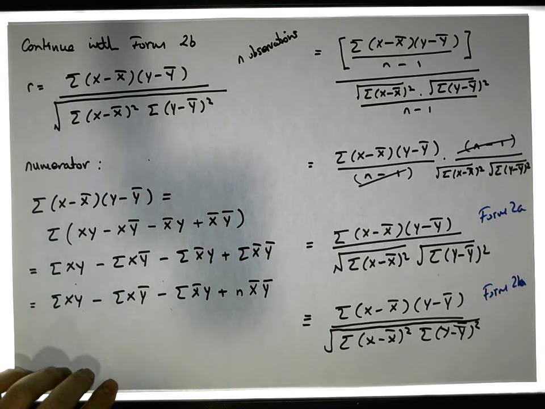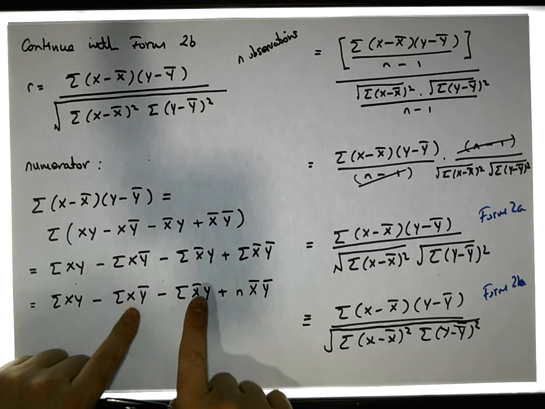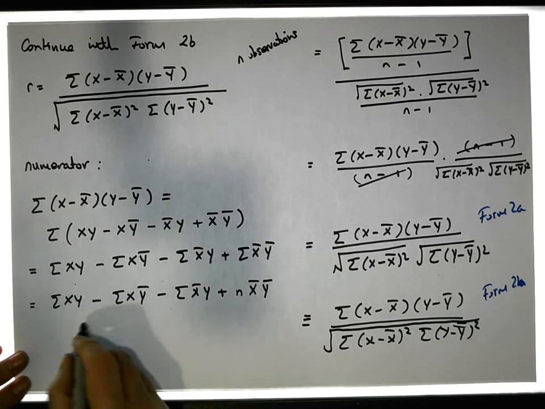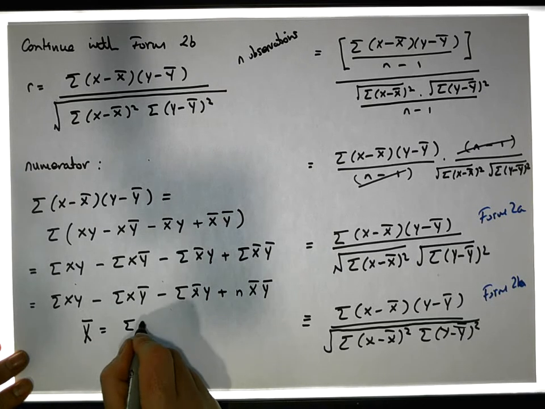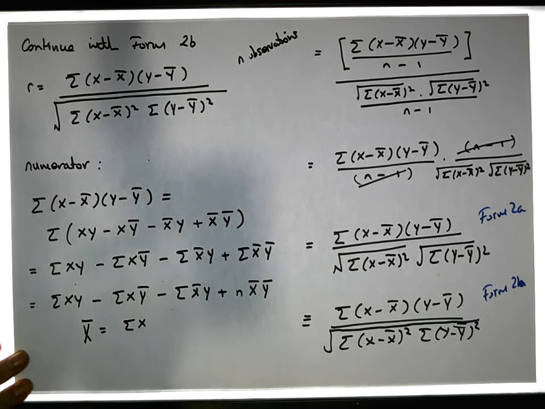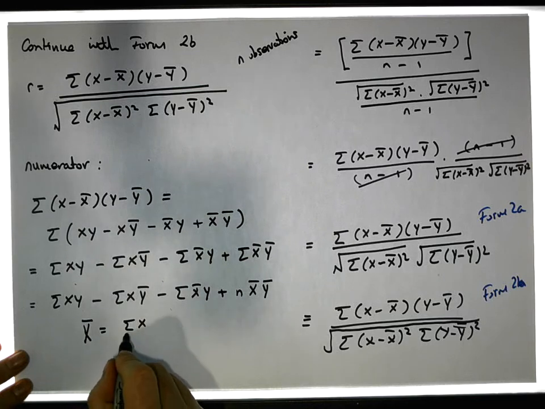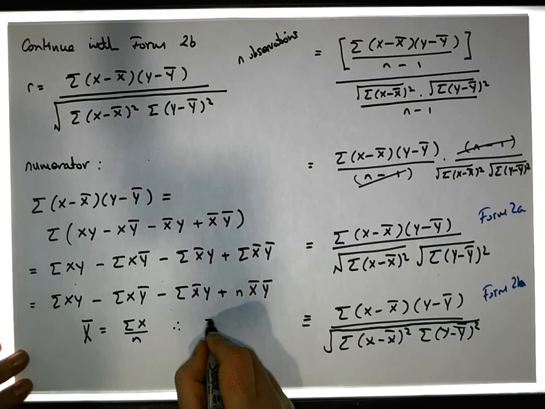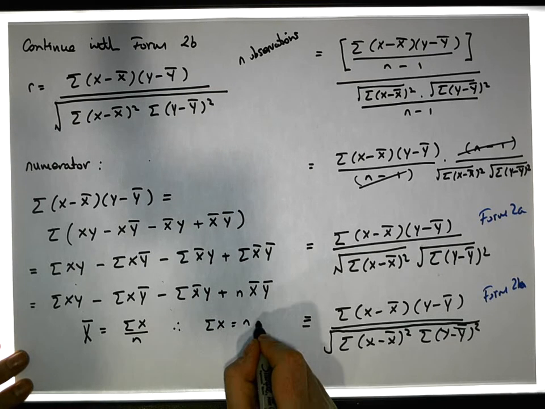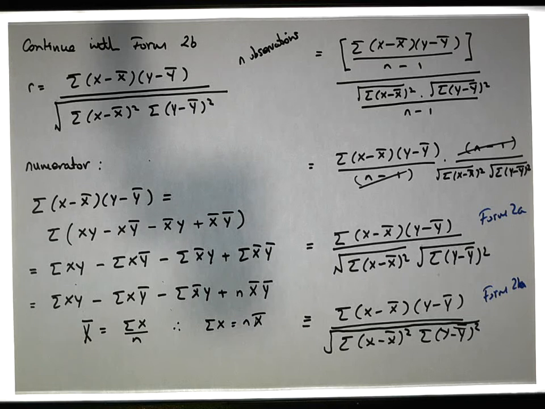Now what about these things here? Let's think about this for a moment. x bar is the sum of the x's over n. Therefore, we have that the sum of the x's must be n times x bar, or whichever way you want to do this.